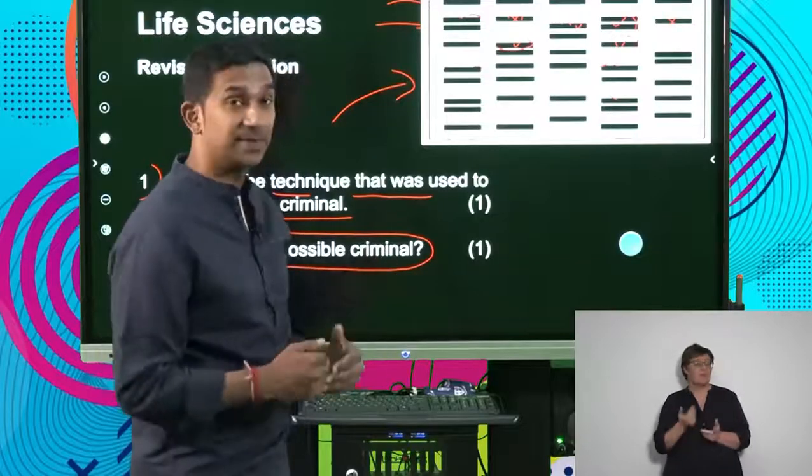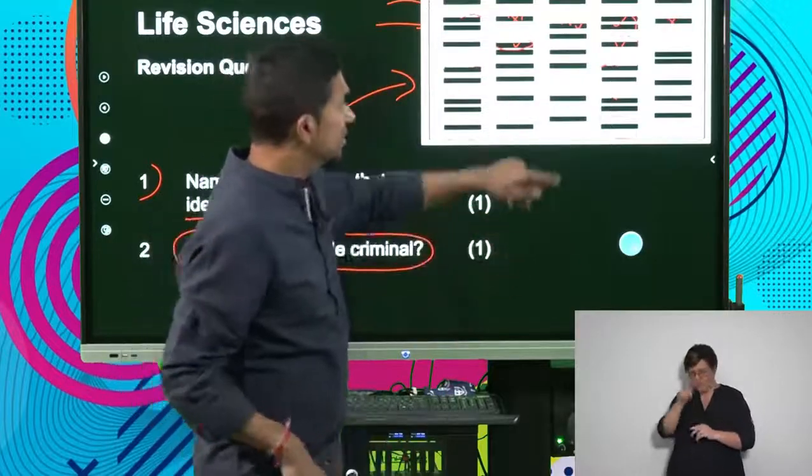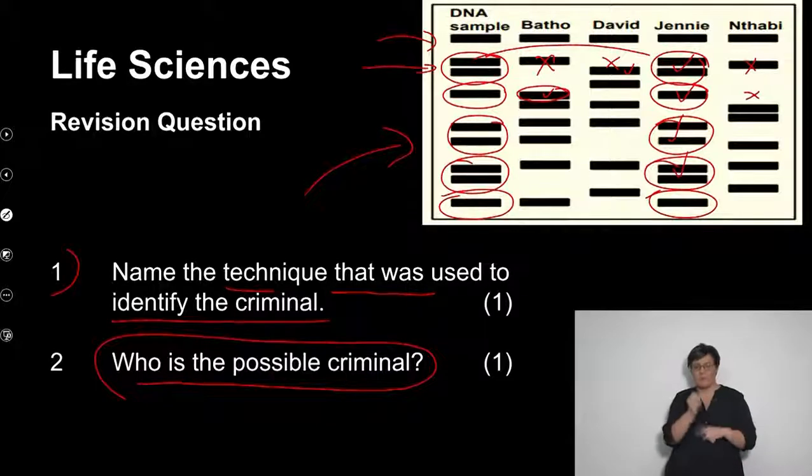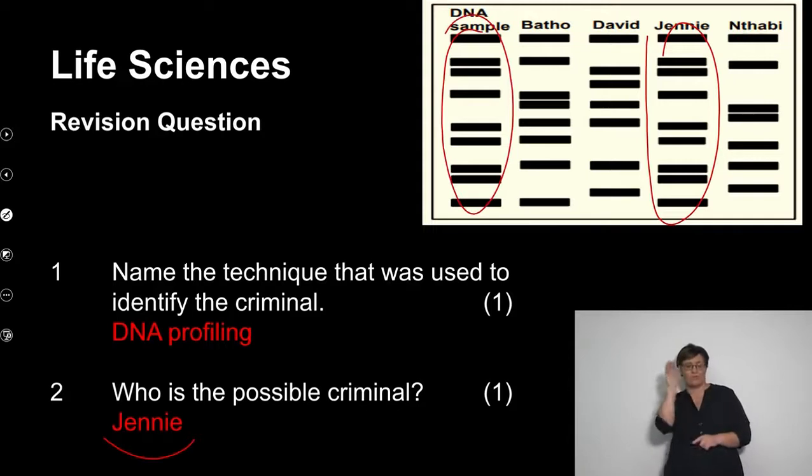And the best way for us to be able to do that is to run a ruler down and tick off, and at the end you'll generate a band pattern that has exactly a match of that. So in this case, we've identified the individual, and the individual is Jenny, and you can clearly see how that banding pattern is a 100% match of that individual sample that was found.